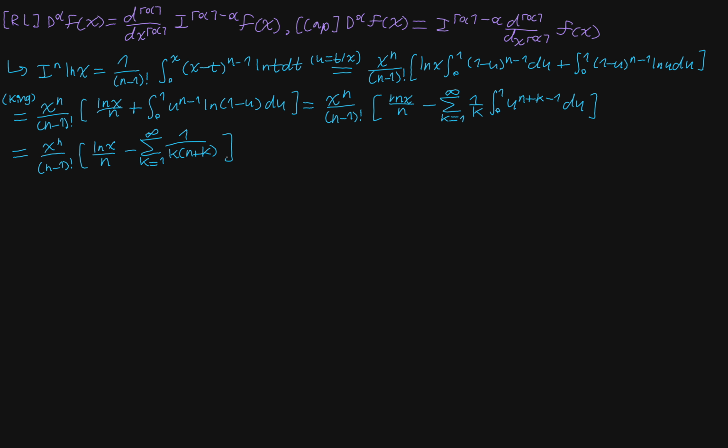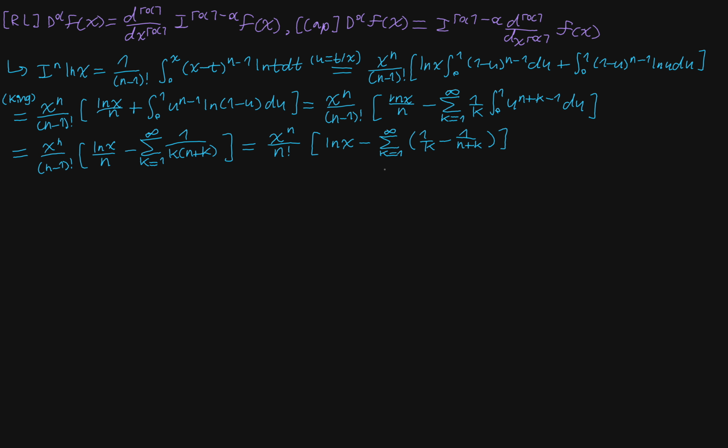Okay, now doing partial fractions on the sum and pulling another n out from this, we're going to get x to the n over n factorial times the natural log of x minus the sum, k equals from 1 to infinity of 1 over k minus 1 over (n plus k).